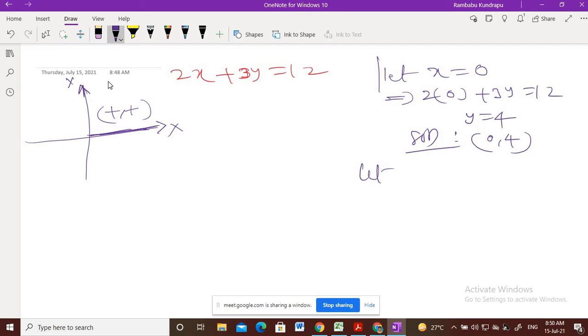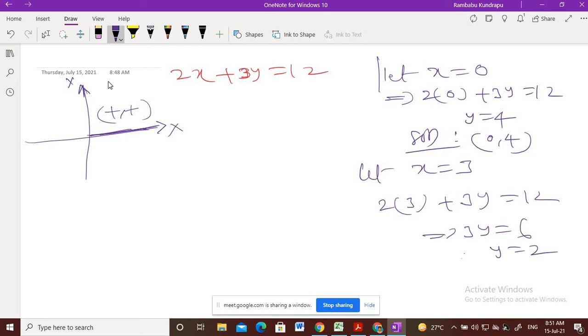For example, I will take x is equal to 3. So 2 into 3 plus 3 into y is equal to 12. Then 3y is equal to how much? 6, na? Yes, sir. So what is the solution? (3, 2) is the solution.